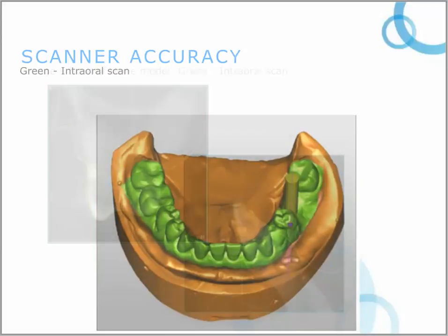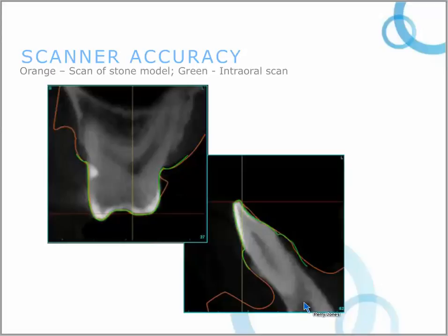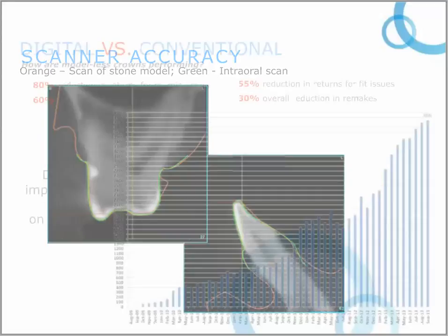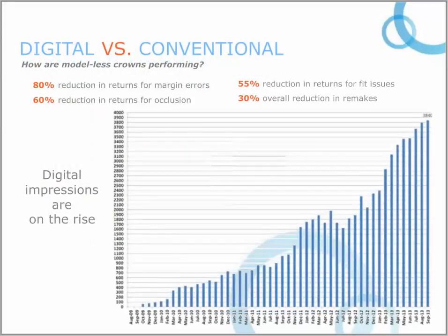Let's move forward. Here is a cross section, and what we've done is to take and look at a stone model and compare it to an intraoral scan. And if you look closely, you can see the red or orange represents a cross-sectional view of the stone model, and the green represents the high accuracy of the intraoral digital scan. Finite element scans have shown the accuracy of intraoral digital scanning. Let's talk for a minute about what we end up with in digital scanning.